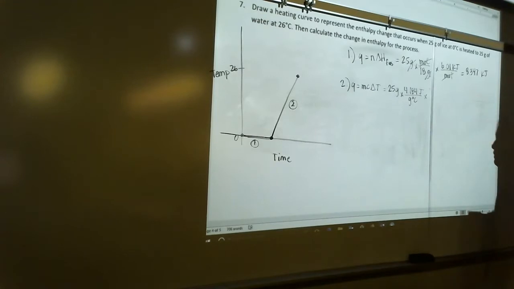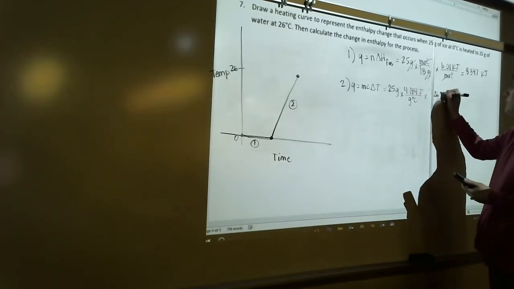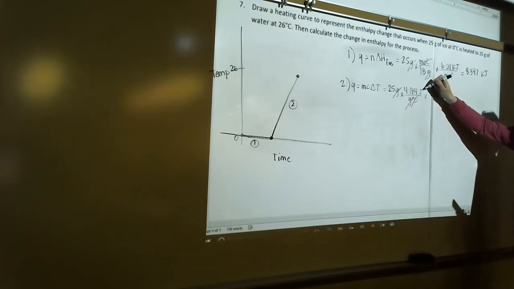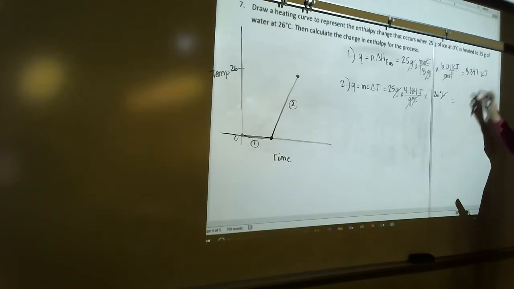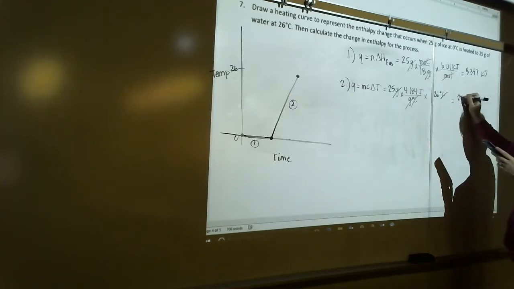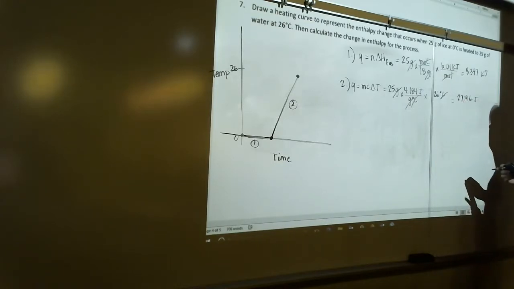Is it 0 minus 26 or 26 minus 0? 26 minus 0, right? It's always final minus initial. Times 26 degrees Celsius. Degrees Celsius cancels, grams cancels, gives me an answer in joules, okay? Make sure that you do some sort of conversion before you add those. So 25 times 4.184 times 26 gives me an answer in joules, 2,719.6 joules.